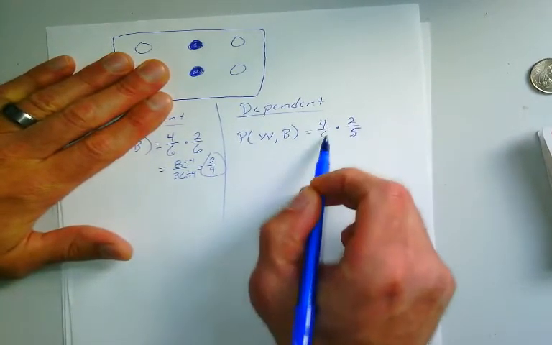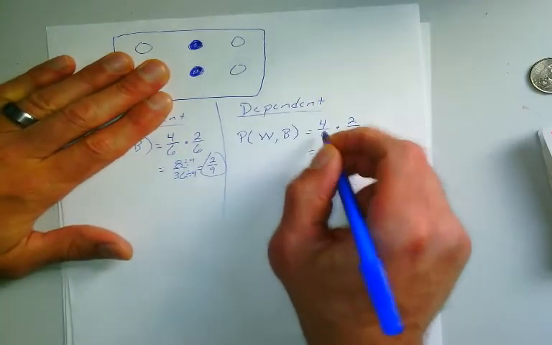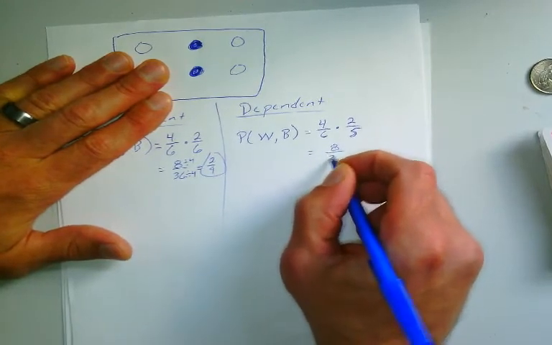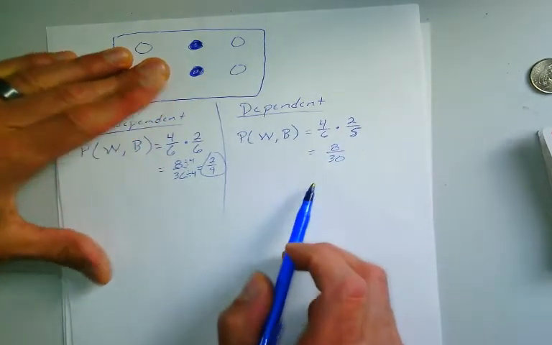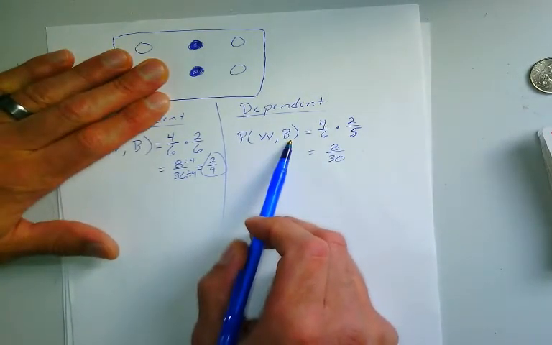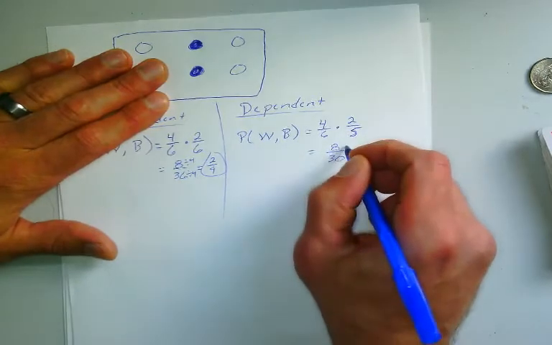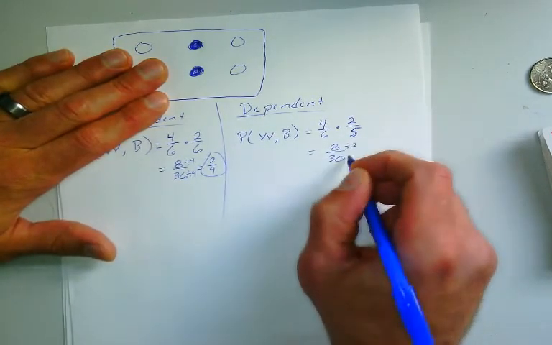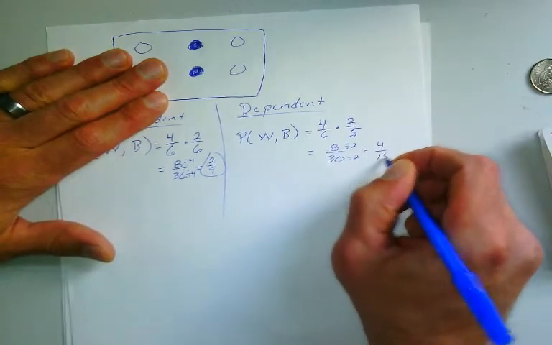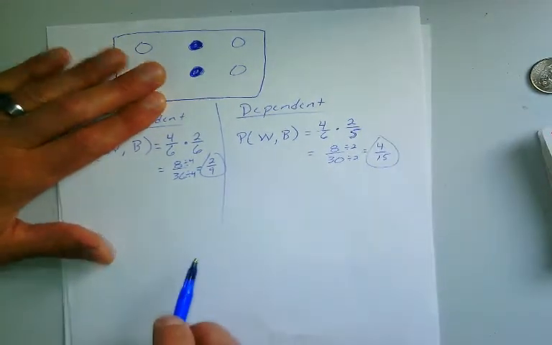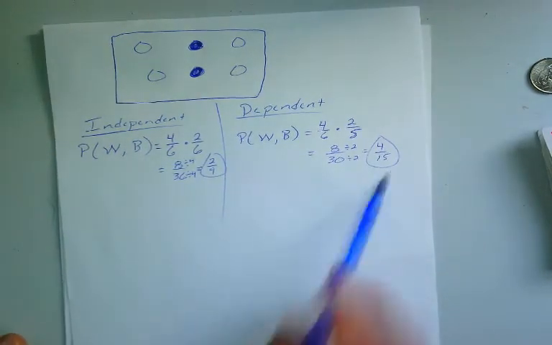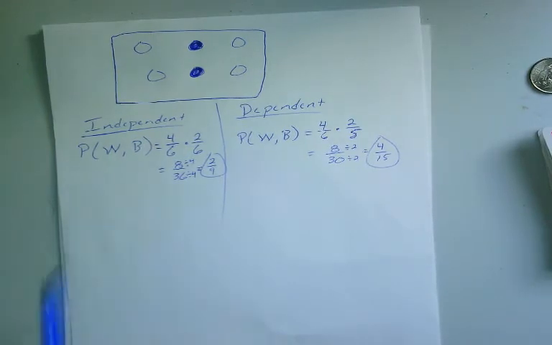So I have 4/6 times 2/5. I multiply straight across with fractions, so we get 8 out of 30. So my probability of drawing a white, then a blue, without replacement is 8 out of 30. Again, I can simplify this. Our GCF is 2, so that is 4/15, which is my probability. So my probability for the dependent version is 4/15. The probability of the independent version is 2/9.